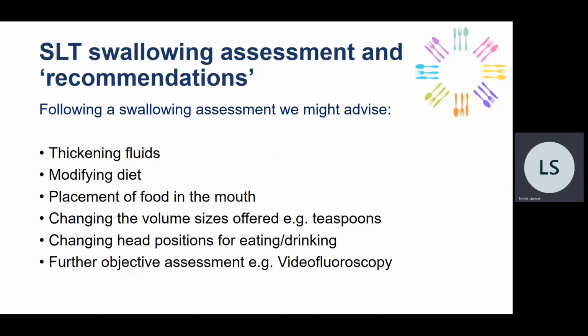Changing the volume size of fluids offered can also reduce the risk of coughing and choking at times, particularly if the person is quite prone to taking too much at once, gulping, and then coughing immediately afterwards. So sometimes just looking at ways around that can help reduce the risk of it going down the wrong way. Head position as well can have a bearing on how safely a person is able to manage, and we can often advise on that as well. And if there is a need for further more objective assessment, we might occasionally recommend someone for a video fluoroscopy, which is an X-ray of the swallowing, which will be carried out at your nearest acute hospital site.